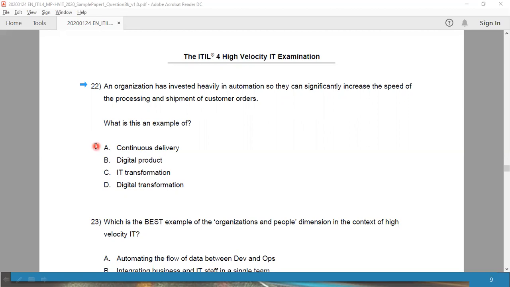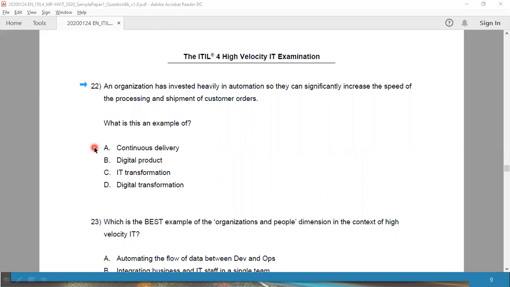The options are continuous delivery, digital product, IT transformation, digital transformation. If we had high velocity IT here, then it could be a case of high velocity IT also, depending on what the question is exactly asking. But because we don't have that option, it could be easier to answer this question. The options are continuous delivery, digital product, IT transformation, and digital transformation.